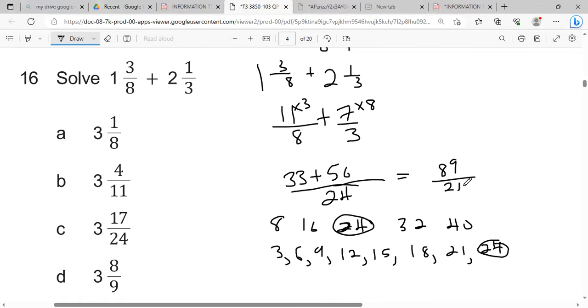Now clearly we can see that it's improper, so we have to convert it to a mixed number. We can say 24 into 89, how many times? 24 and 24, 48. So we know we can get at least 3 out of it, right? So 3 times 24, that's 72. So 89 minus 72, we're searching for the remainder now, which is 17. So that gives us 17 out of 24. So our answer would be C in this case.